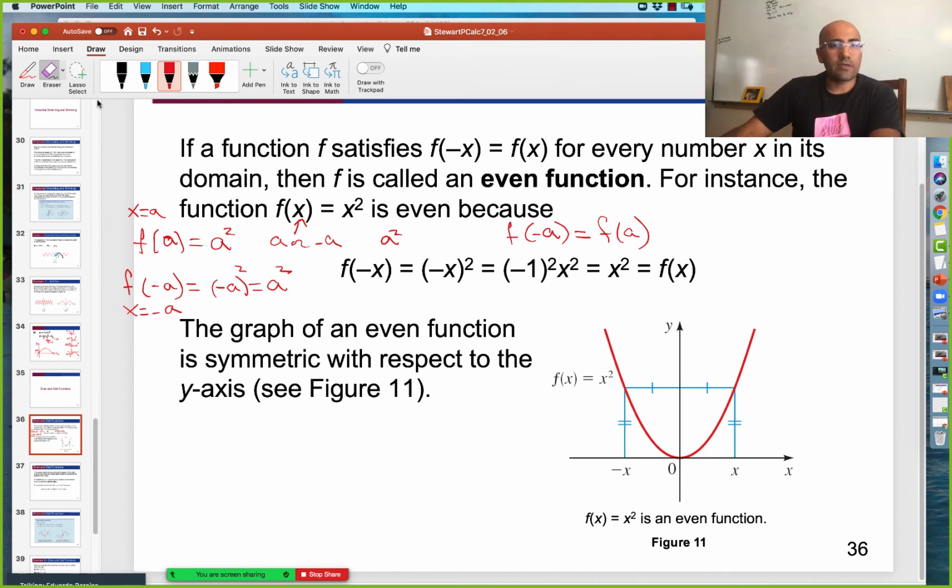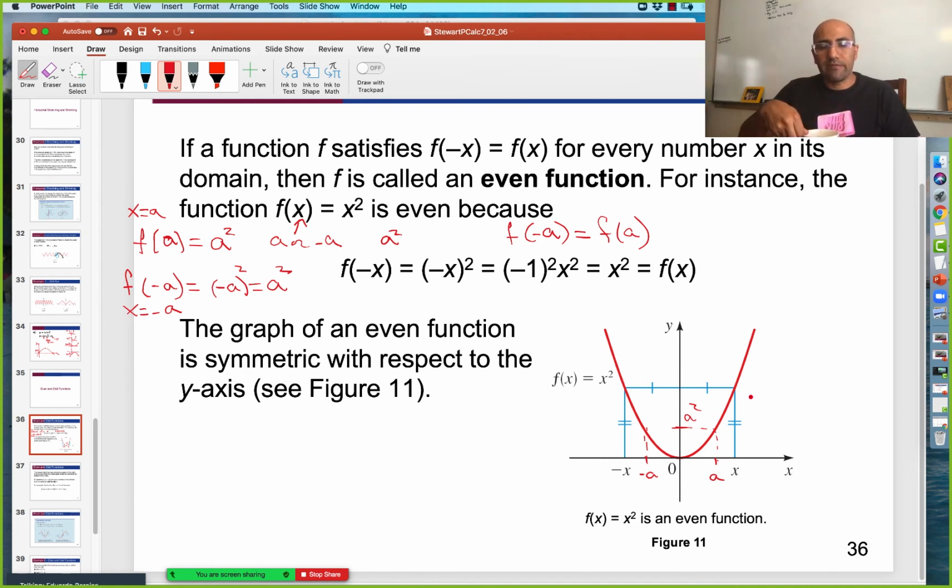Good. Graphically, we could see that if we plugged in some number over here, a, and we also plugged in some number over here, negative a, that they both lead to the same output, right? They both have the same output value here of a squared. Good. So, as you can see then, it's going to be a nice mirror reflection about the y-axis. Even functions are a nice reflection about the y-axis, and they are even. Right? x squared is the most classic example of that.